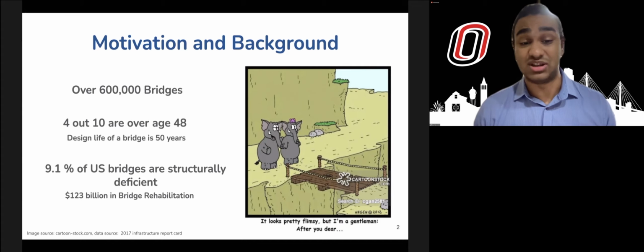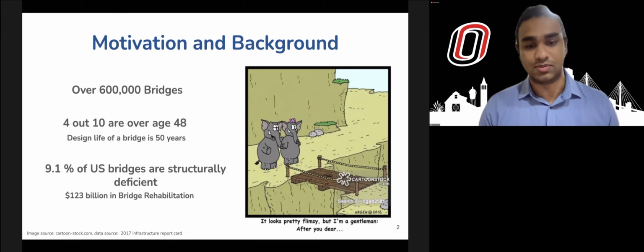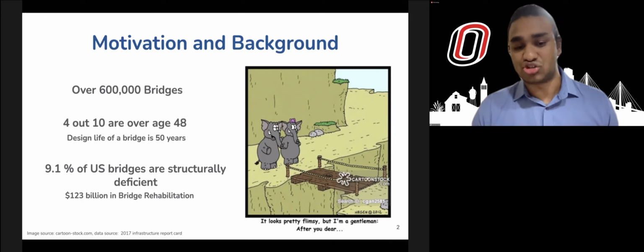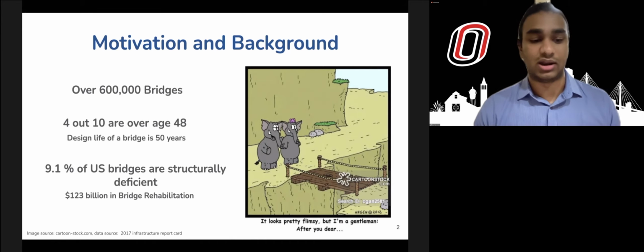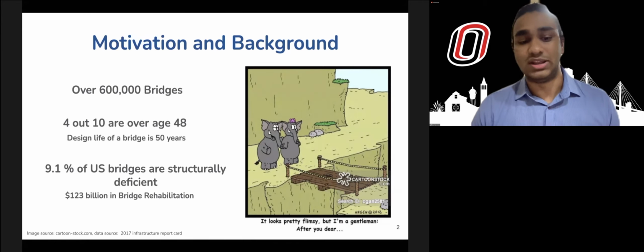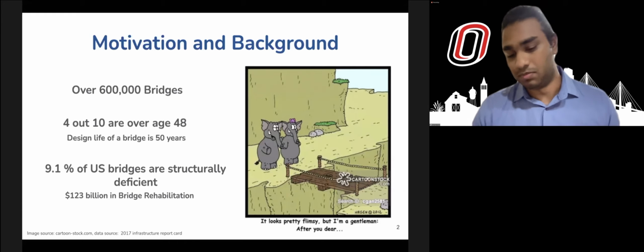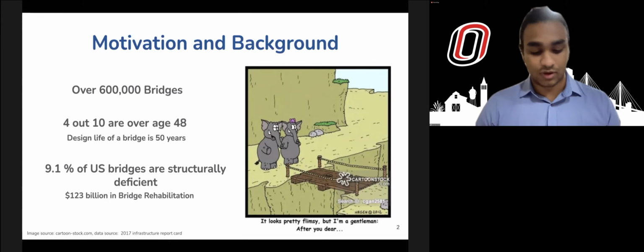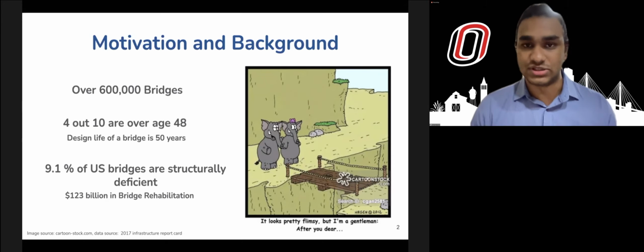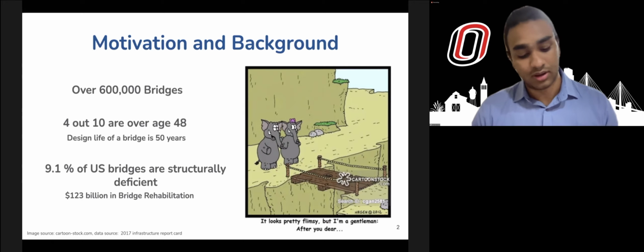So just to give you a background, United States has over 600,000 bridges, and over 4 out of 10 bridges are above the age of 48, and the design life of a bridge is just 50 years. So these bridges are very old. 9.1% of the US bridges are structurally deficient. And to maintain and rehabilitate them, it will require around $123 billion in bridge rehabilitation. So clearly, we have a lack of resources and we have a lack of time.